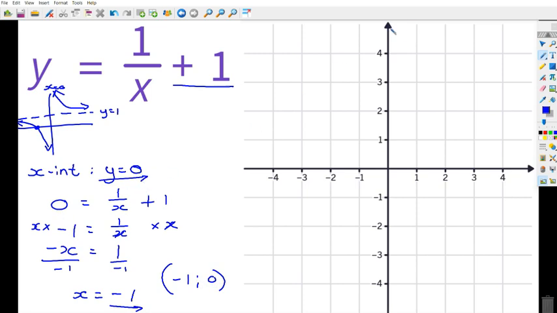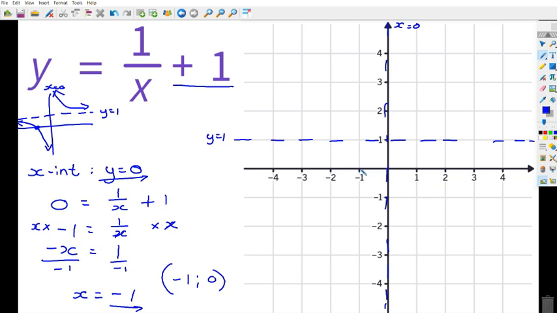Now let's put in my asymptotes quickly. I've got a vertical asymptote of x equals 0, and y equals 1, which is my horizontal asymptote. It's my c value, y equals 1. Now let's go draw this.